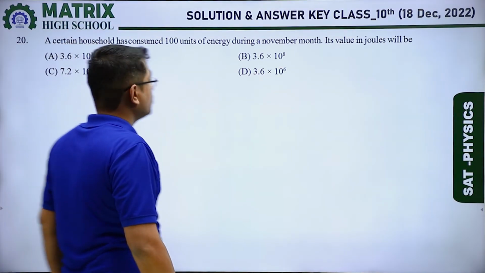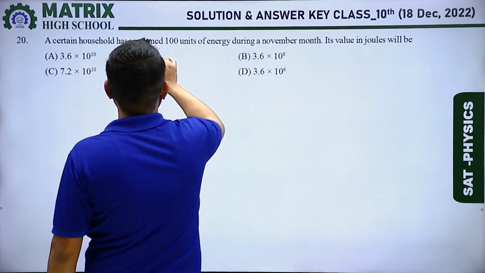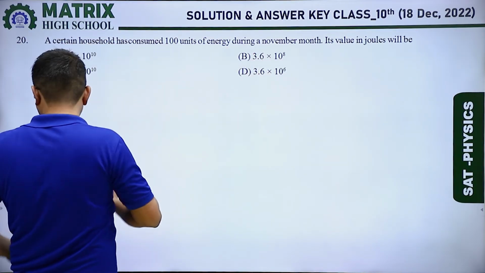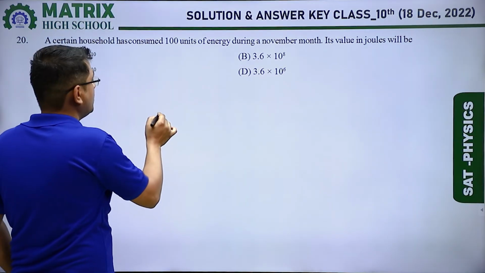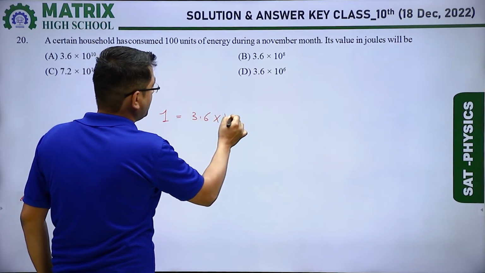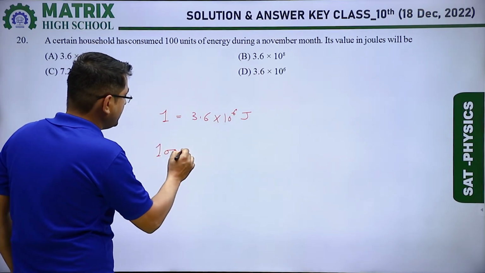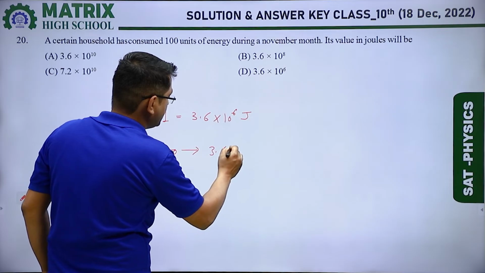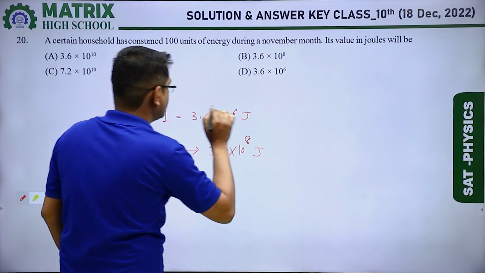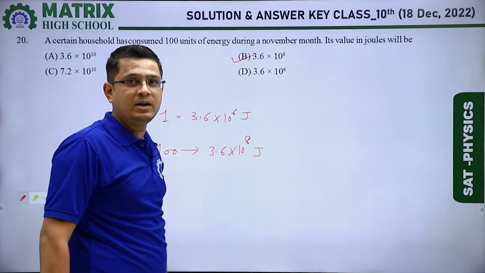Next question. In question number 20, a certain household has consumed 100 units of energy during the month of November. Its value in joule will be... We know that 1 unit is equal to 3.6 into 10 to the power 6 joules. So we have to convert 100 units into joule. In this case, 100 units will be equal to 3.6 multiplied by 10 to the power 6 multiplied by 100, which becomes 3.6 into 10 to the power 8 joules. So the correct answer will be option B, that is 3.6 into 10 raised to power 8.